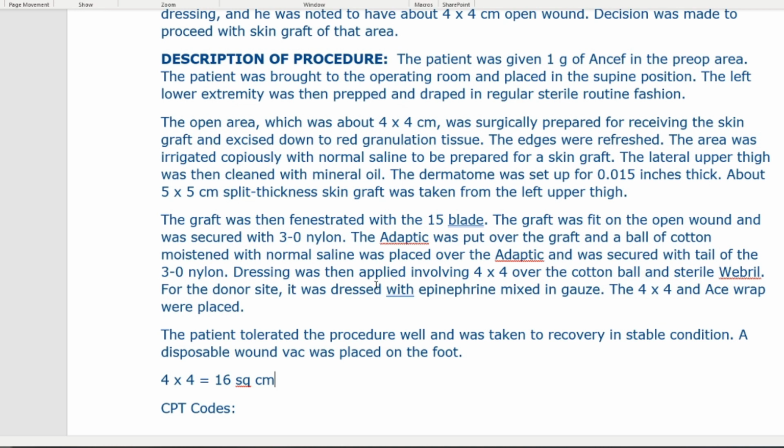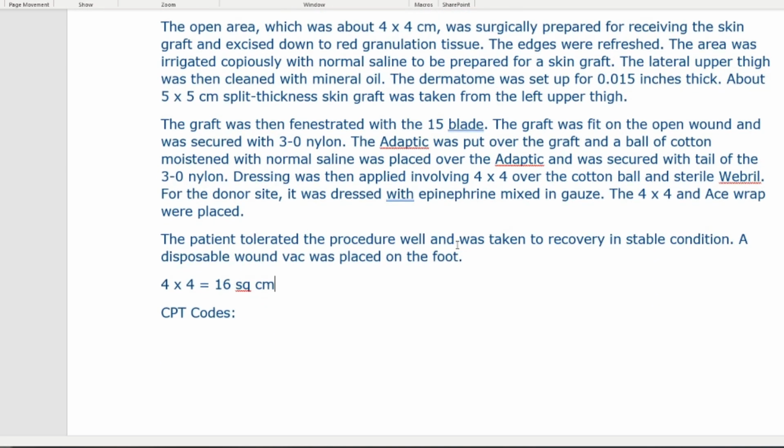For the donor site, it was dressed with epinephrine mixed with gauze. Now remember that donor site we don't code for unless we're doing something pretty extensive with that donor site. And in this case, they are just dressing it. So that's not something we separately bill for. The 4 by 4 ACE wrap was placed and the patient tolerated the procedure well and was taken to recovery in a stable condition. A disposable wound vac was placed on the foot.